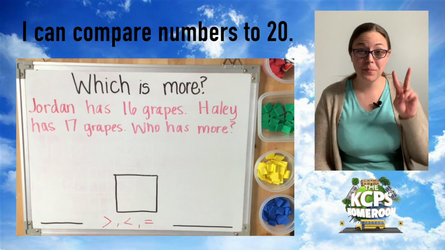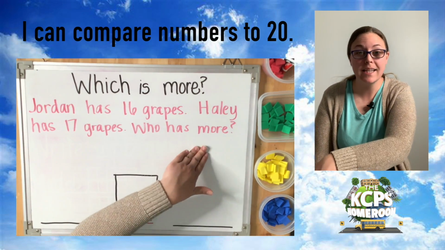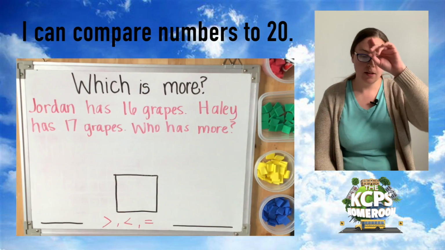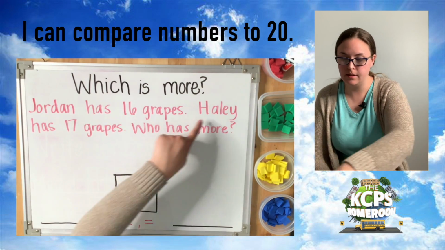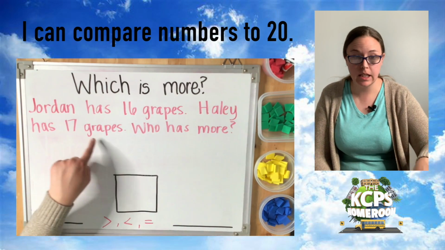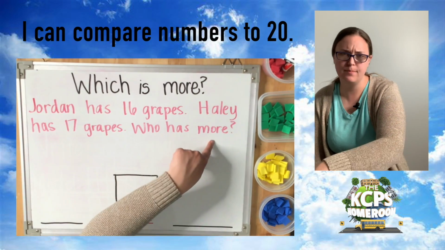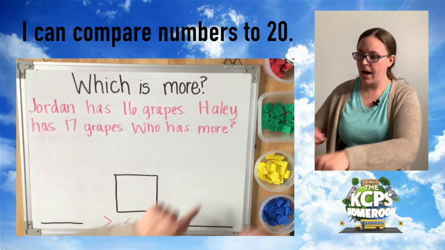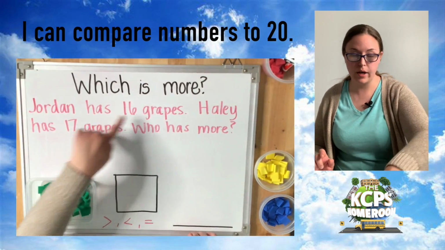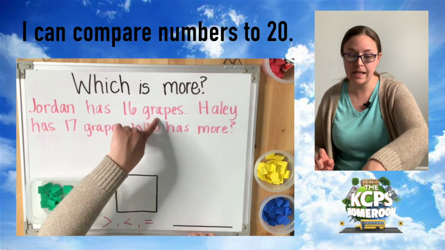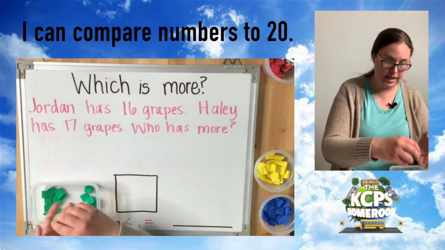All right, we're ready for problem 2, and here is our second word problem. Let's read it together. Jordan has 16 grapes. Haley has 17 grapes. Who has more? I'm going to use the green counters this time, and I'm going to count out Jordan's grapes. Jordan has 16 grapes. So let's count out 16.